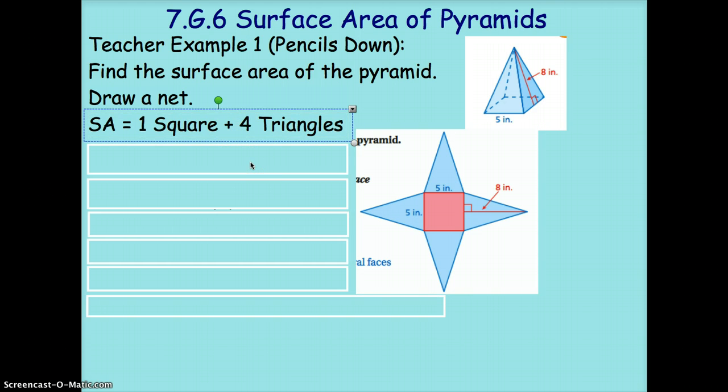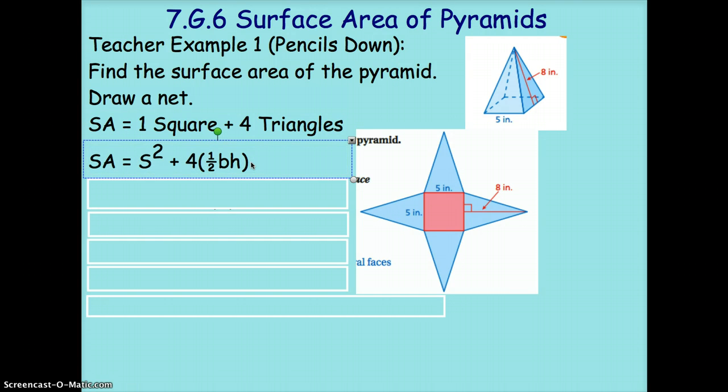Now I can plug in my formulas. We know our formula for area of a square is sides squared. I could also use base times height or length times width. I would still be able to find that answer. And my formula for area of a triangle is 1/2 base times height. Now that I've written down my formula, which remember you need to write your formula every single time, no exceptions, then I can plug my numbers in.